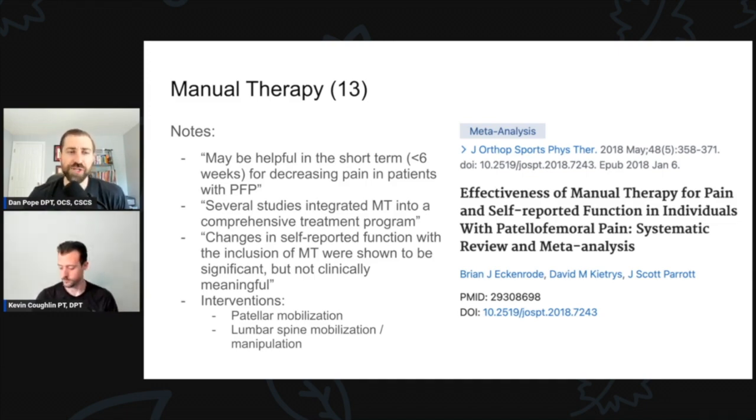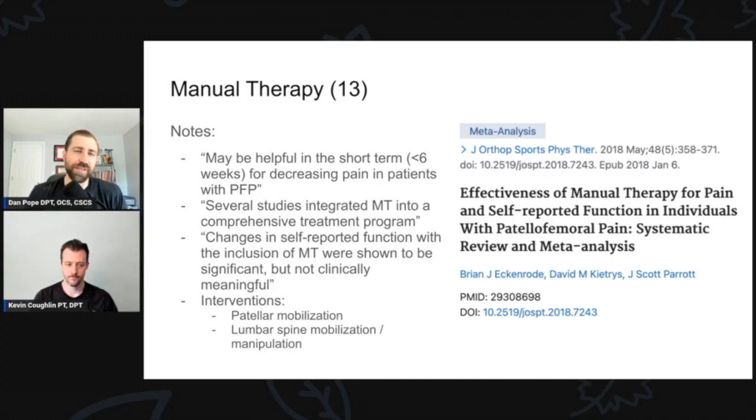And which interventions were they using in these studies? And these are what I thought were pretty interesting. So, patellar mobilizations. That was the big one. There's a lot of different patellar mobilizations they used. But the other one that was studied quite a bit, several studies, was lumbar spine manipulation or mobilization. And they actually did find reduction in people's pain after manipulating the lumbar spine.